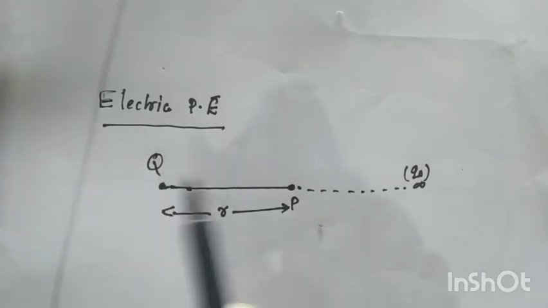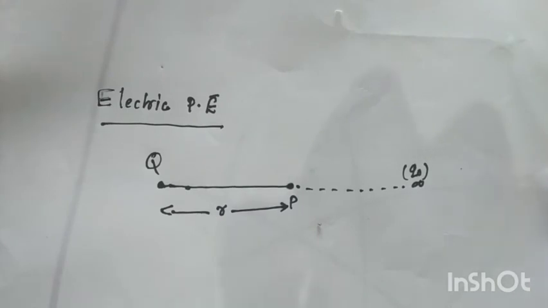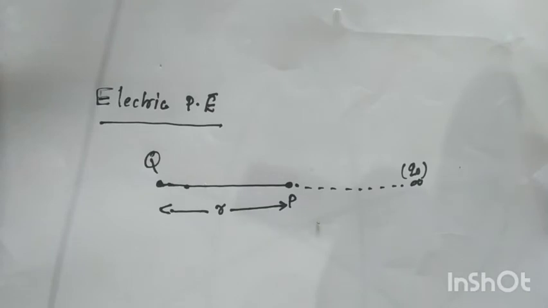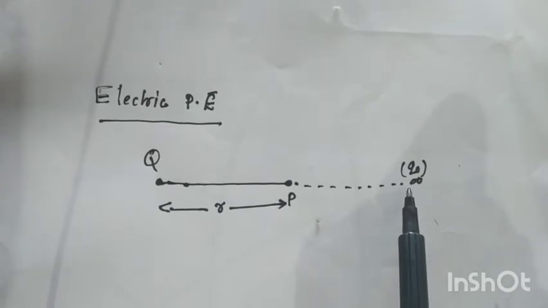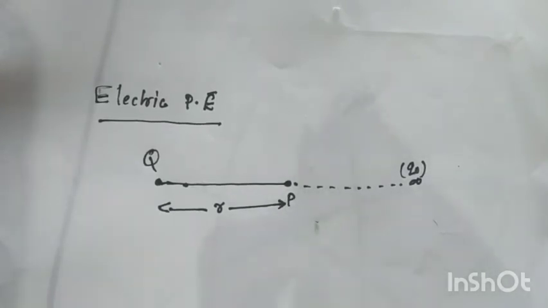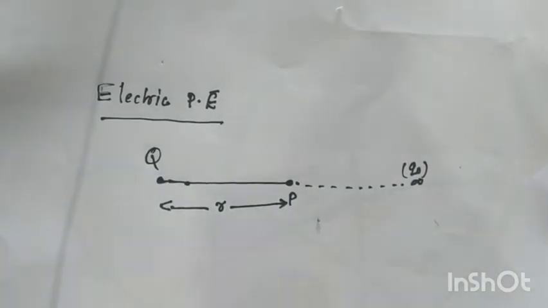Usually this is a plus charge and this is also a plus charge, so there will be a repulsion. To overcome that repulsive force, I need to apply a force against that electrostatic force. So I need to do work in bringing this Q0 charge from infinity to P. It is difficult to calculate the length measurement regarding infinity.